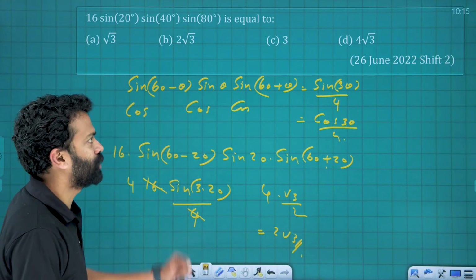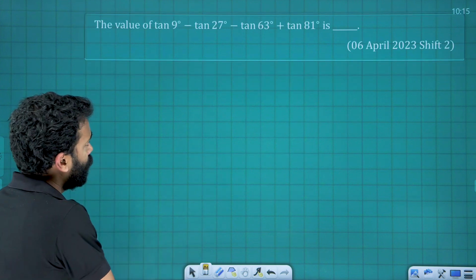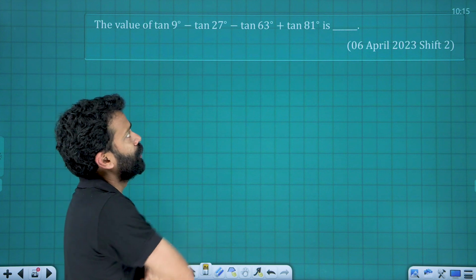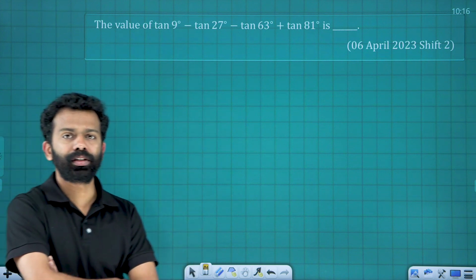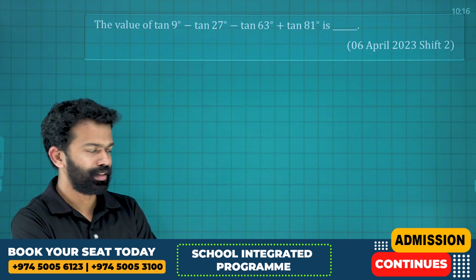Okay. Next one. The value of tan 15 minus tan 27 minus tan 63 plus tan 81. And what will you do for this one? Quite easy actually.